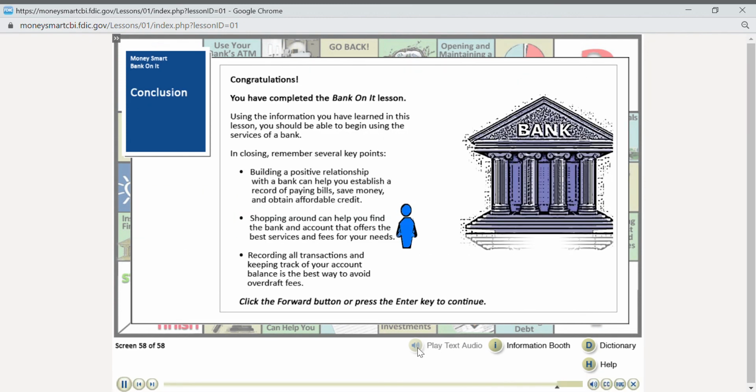Congratulations! You have completed the Bank On It lesson. Using the information you have learned in this lesson, you should be able to begin using the services of a bank. In closing, remember several key points. Building a positive relationship with a bank can help you establish a record of paying bills, save money, and obtain affordable credit. Shopping around can help you find the bank and account that offers the best services and fees for your needs. Recording all transactions and keeping track of your account balance is the best way to avoid overdraft fees.